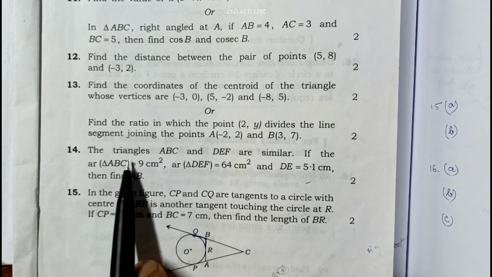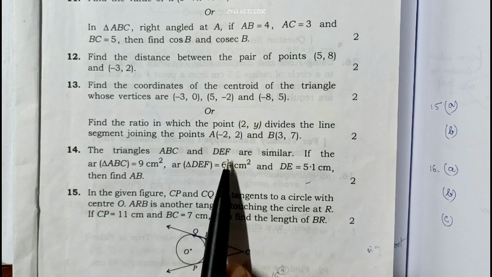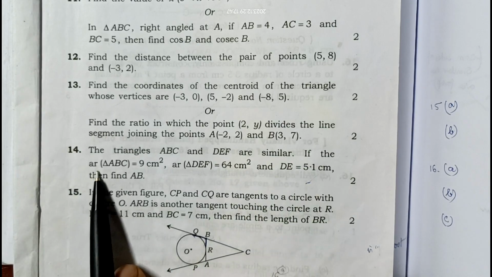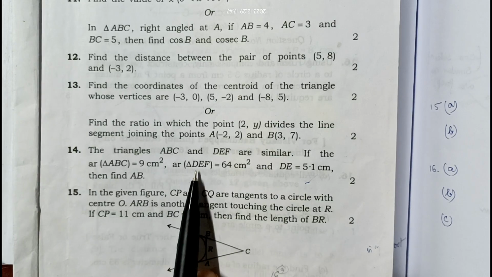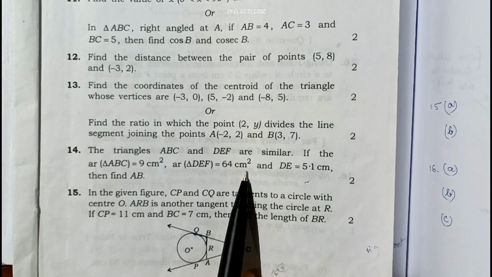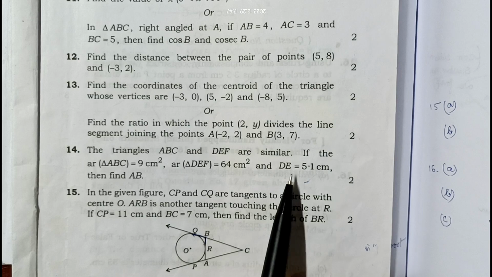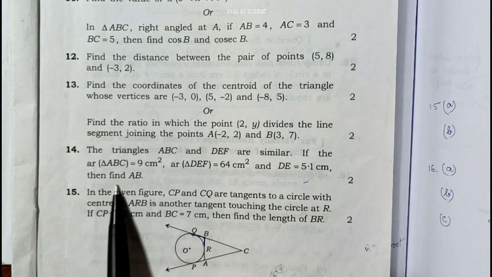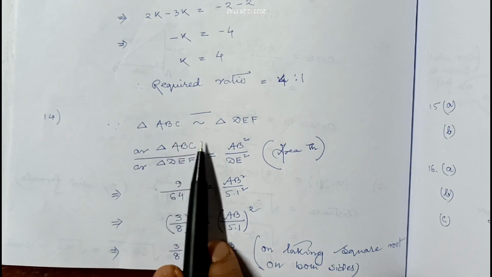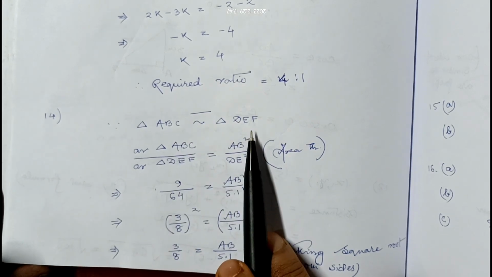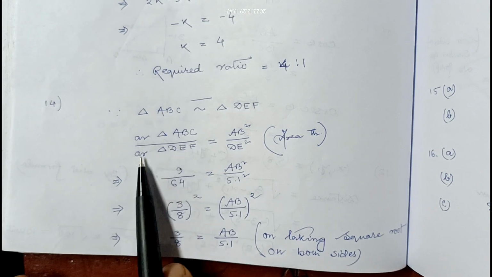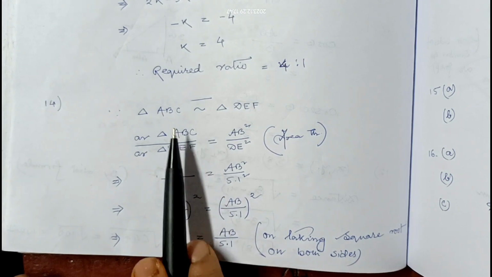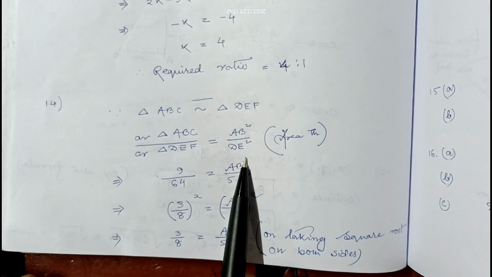Question number 14. The triangles ABC and DEF are similar. The area of triangle ABC is 9 cm square and the area of triangle DEF is 64 cm square, and DE is 5.1 cm. We have to find the length of AB. Here it is given triangle ABC is similar to DEF. Since the triangles are similar, we can use the area theorem. So area of the first triangle by area of the second triangle equals AB square by DE square.